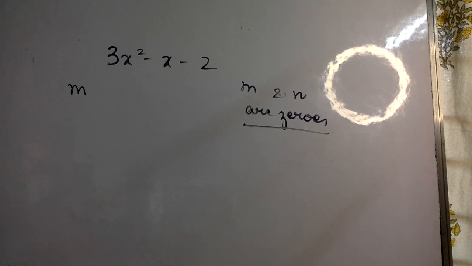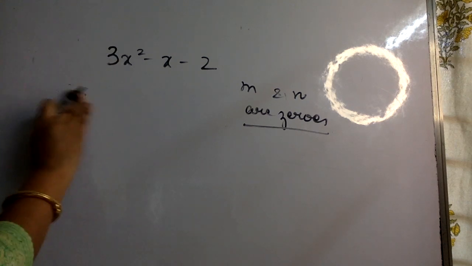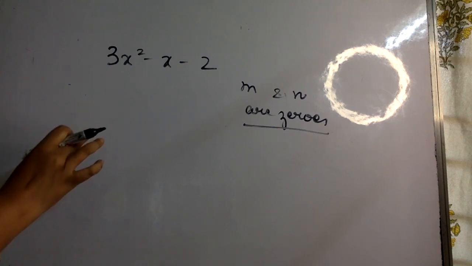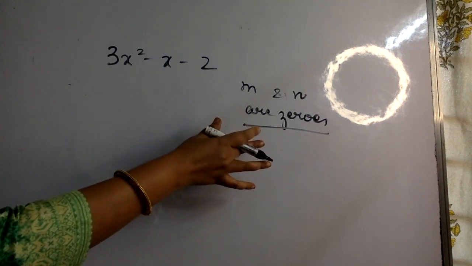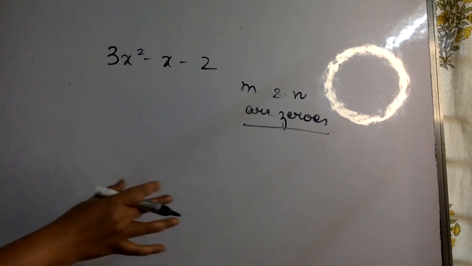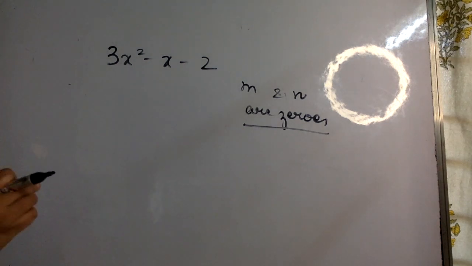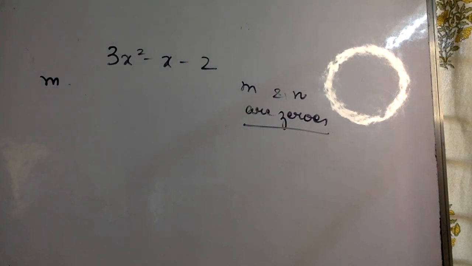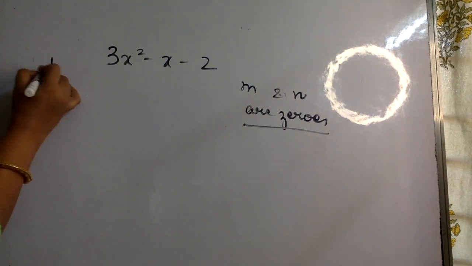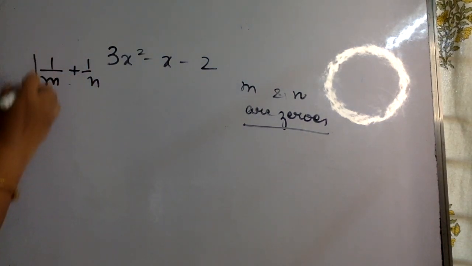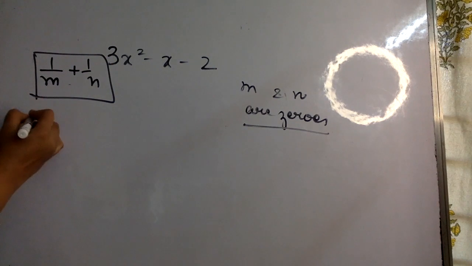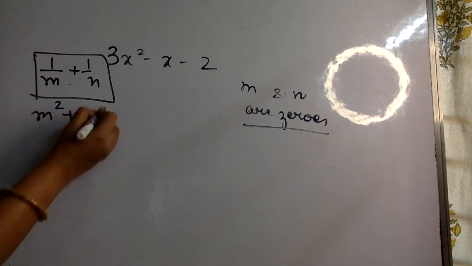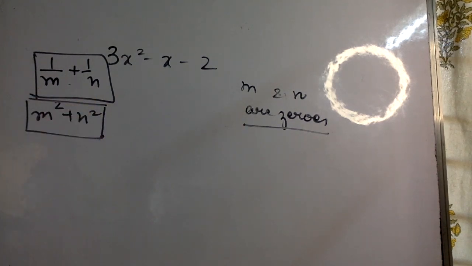In the next question, they have told us 3x square minus x minus 2 is a polynomial, and m and n are the zeros of the polynomial. Find the values of the following without factorizing the polynomial. So they don't want us to factorize the polynomial, but they want the values of 1 by m plus 1 by n. That's one thing they want the value of. The second thing they want the value of is these two things. So we have to find the values of these two things without factorizing.